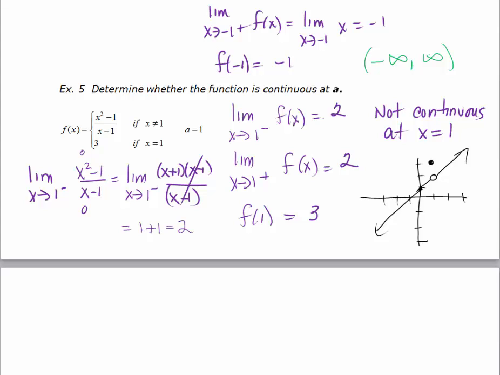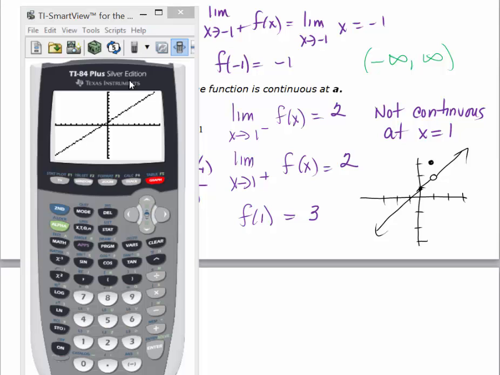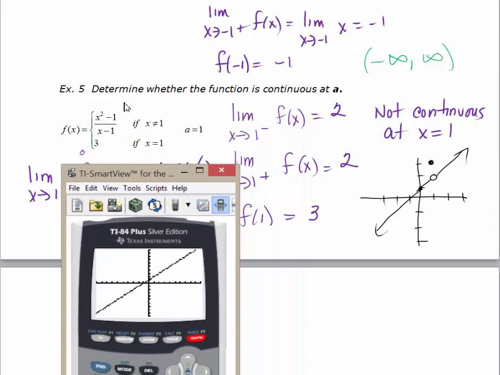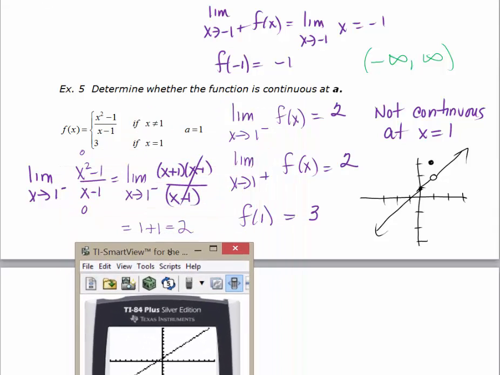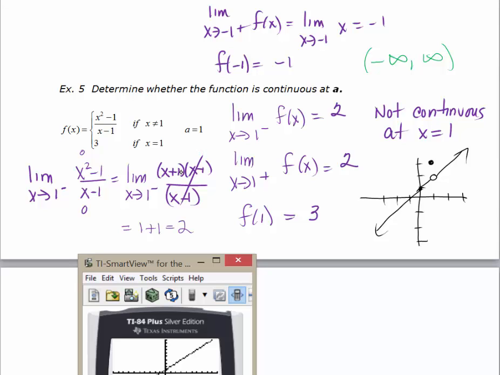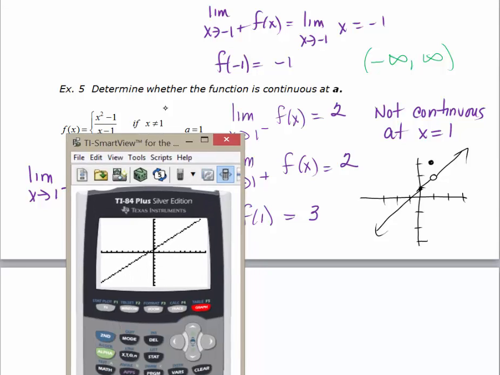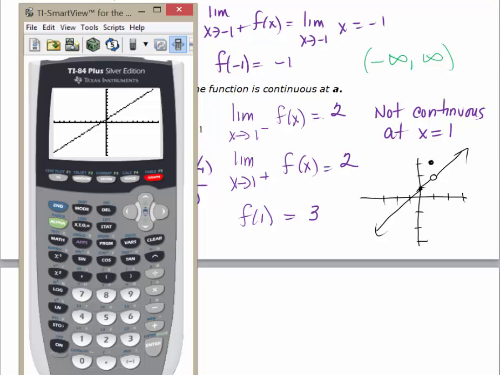So what this graph actually looks like, even though this is a rational function, when you graph it on a calculator, you'll see just a line. And the reason is that once you cancel that common factor out, all that's left is the function f of x equals x plus 1. And so that common factor just creates a hole in the graph at 1. So right here, at over 1 up 2, you have a hole in the graph. The limit equals 2, but the function value actually equals 3.